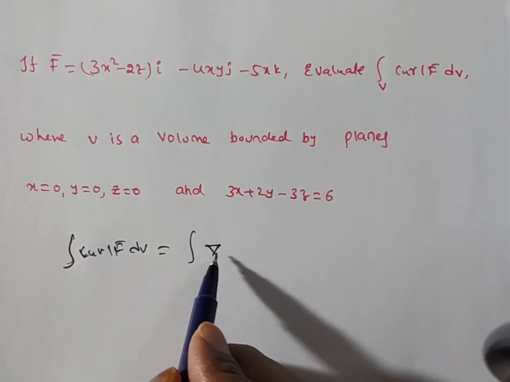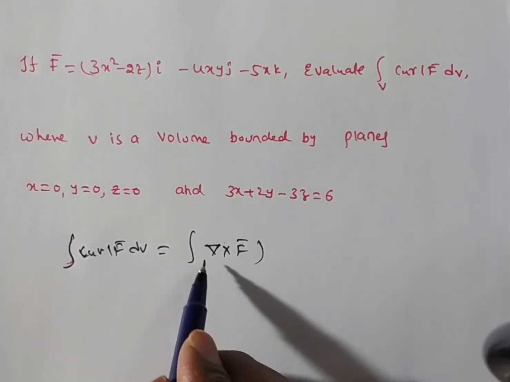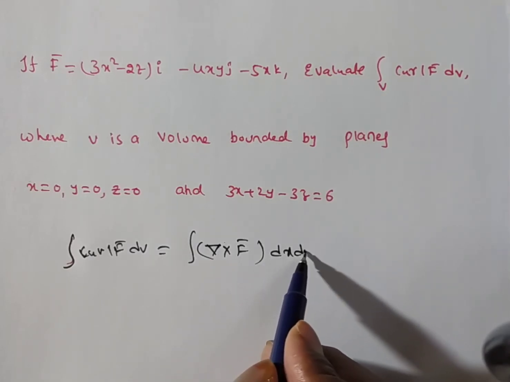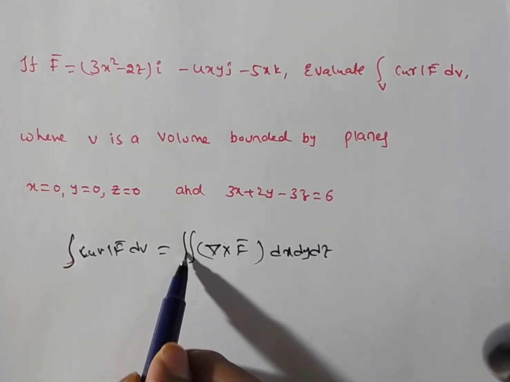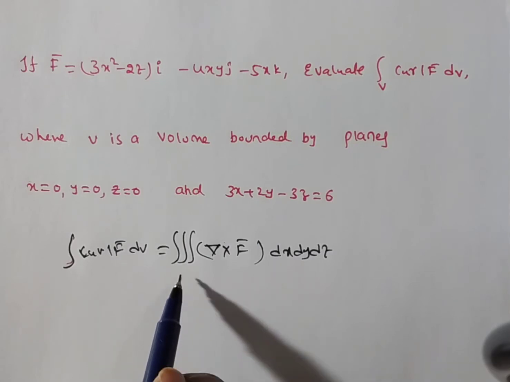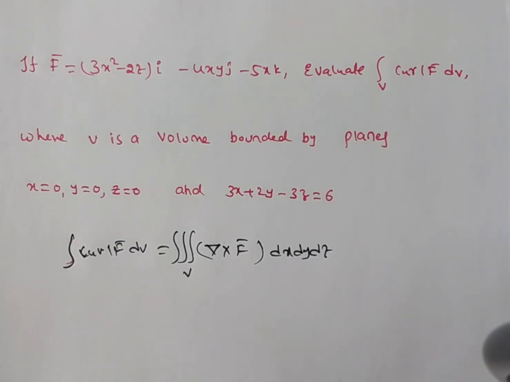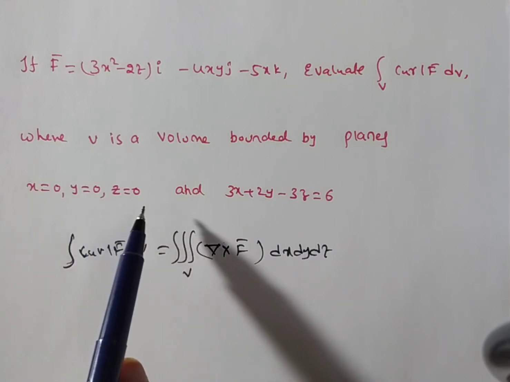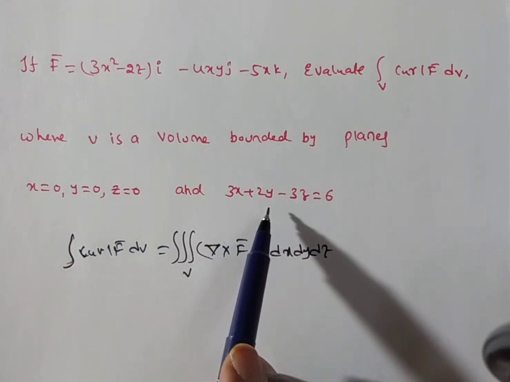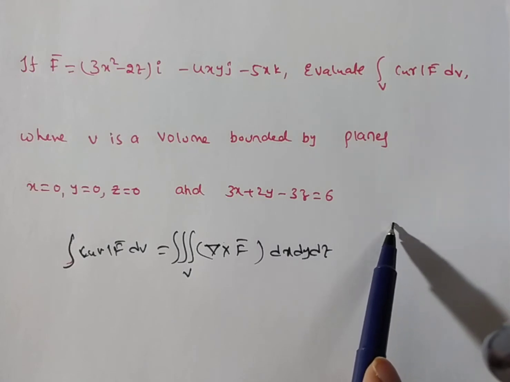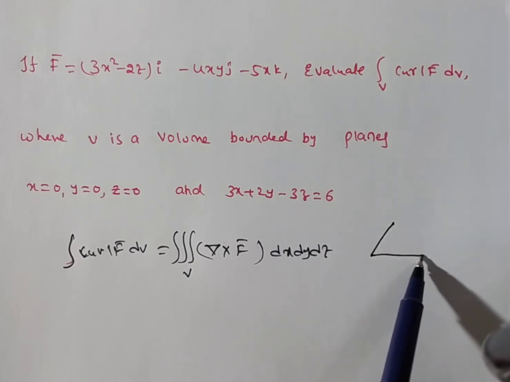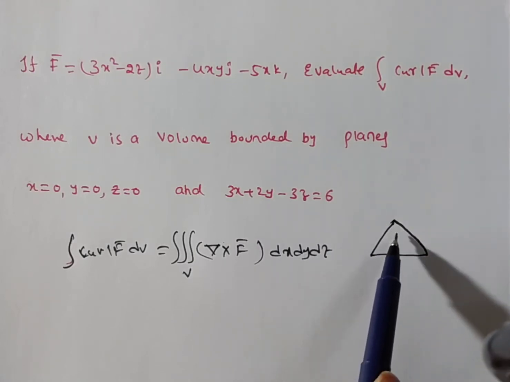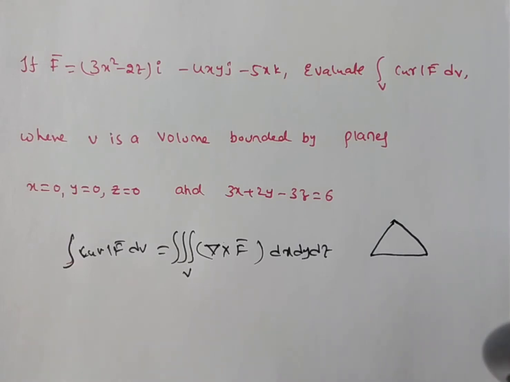Curl f bar is nothing but del cross f bar, and dv we can write as dx dy dz. So instead of a single integral, I can write a triple integral over v. Here v is the volume bounded by the planes x equal 0, y equal 0, z equal 0 and 3x + 2y − 3z equal 6. So friends, you will get a tetrahedron like this.